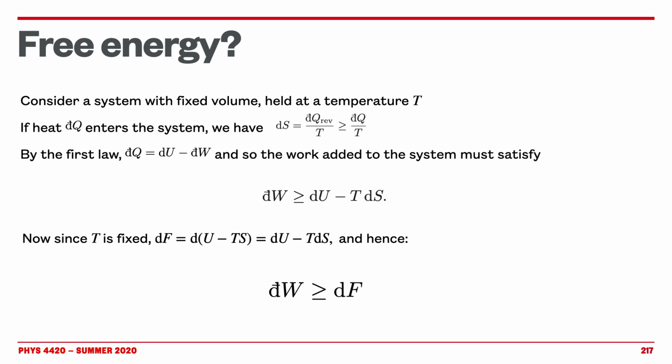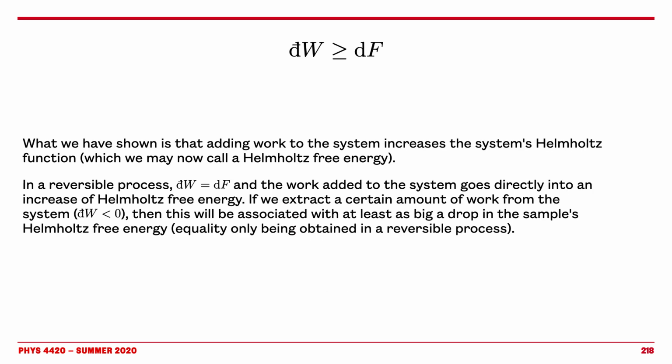Okay. So since the temperature is going to be fixed, that was the constraint we started from on this slide, we know that dF is exactly equal to dU minus TdS. This is what we recalculate on this slide. So basically, dF, the change in Helmholtz energy, is dU minus TdS, which is exactly what shows up on the right-hand side of the equation in the middle of the slide. Therefore, dw is larger or equal to dF. So the amount of work that we add to a system is always larger or equal to the change in Helmholtz energy.